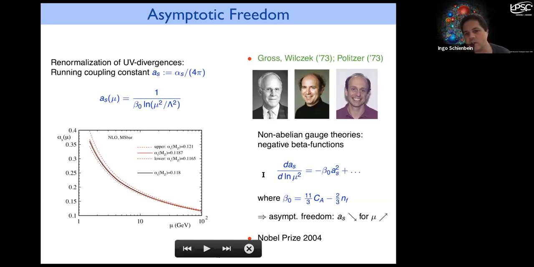And this equation can be easily solved by separating the variables. Putting the term with a_s on the left side and the log of mu squared on the right side, you can just integrate this equation to find the solution for a_s of mu.